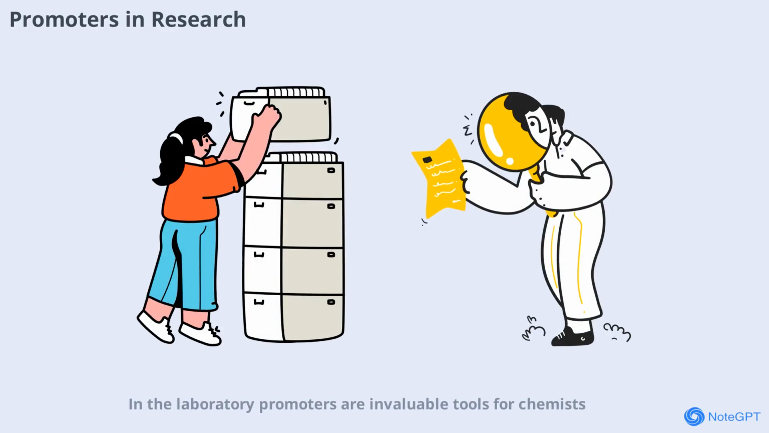In the laboratory, promoters are invaluable tools for chemists. They allow researchers to fine-tune reactions, explore new catalytic systems, and develop innovative materials. By experimenting with different promoters, scientists can discover new ways to control reaction rates and selectivities. This flexibility is crucial for advancing our understanding of chemical processes and for developing new technologies that benefit society.